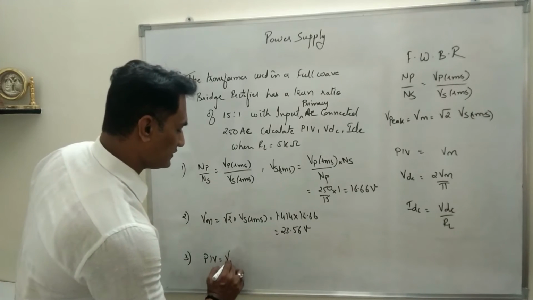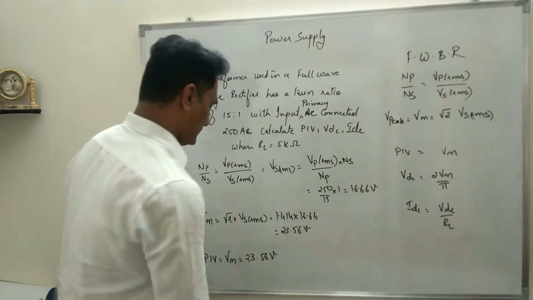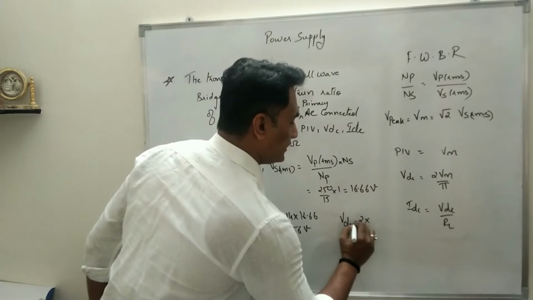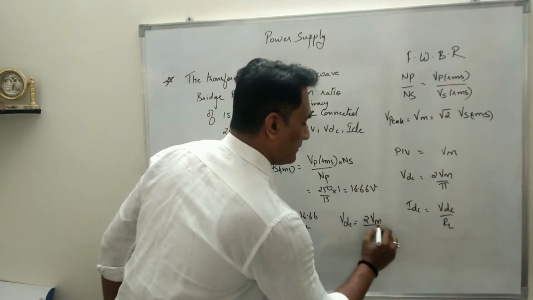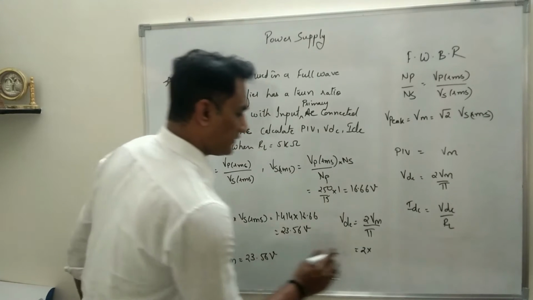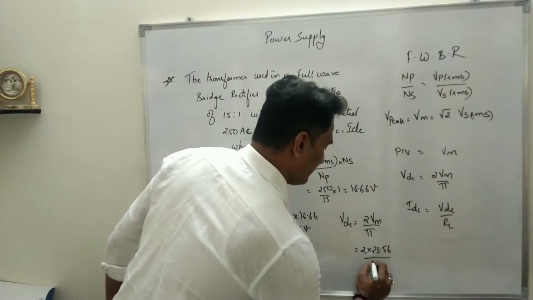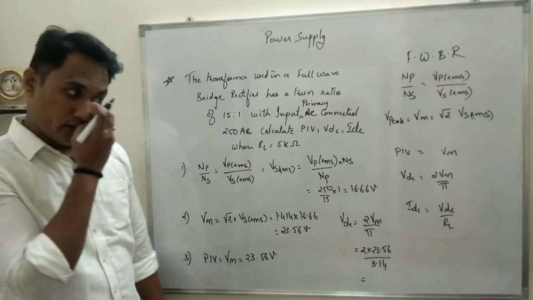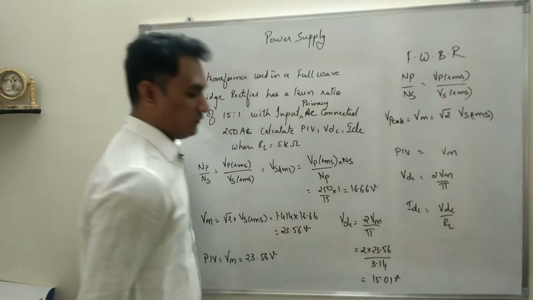PIV, peak inverse voltage, is equal to VM, and VM we have already calculated, 23.56 volt. And next is VDC. Now in VDC it will be 2 VM, right? 2 VM by pi. That means 2 into what is the value of VM we have calculated? 23.56 divided by 3.14. So when you calculate this value, it will be around 15.01 volt. This is VDC.